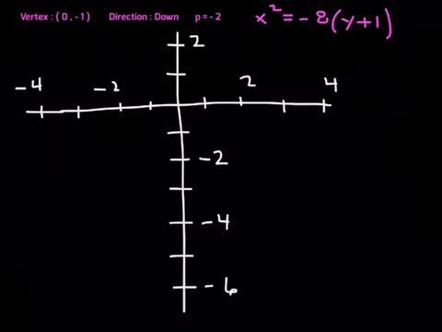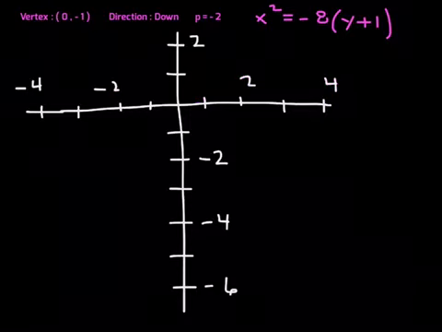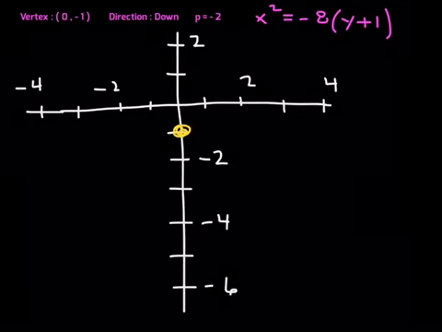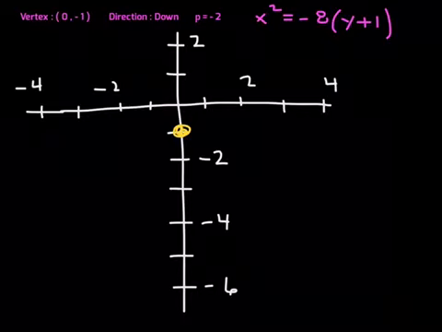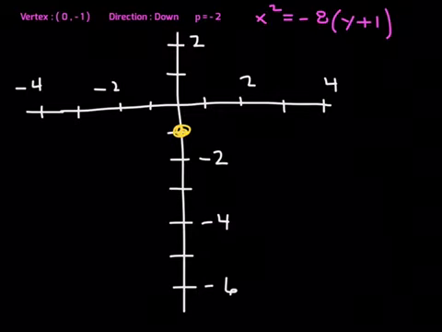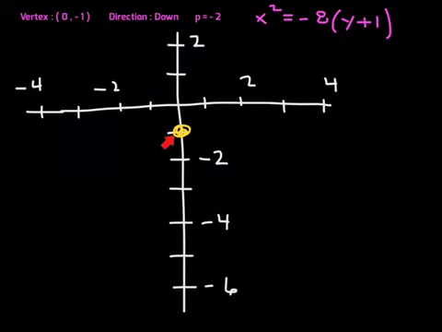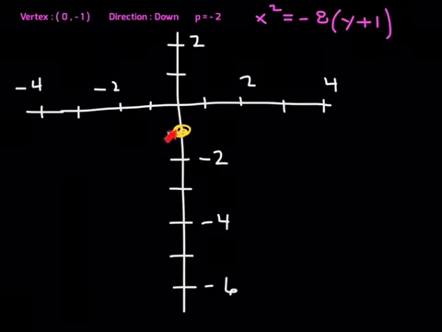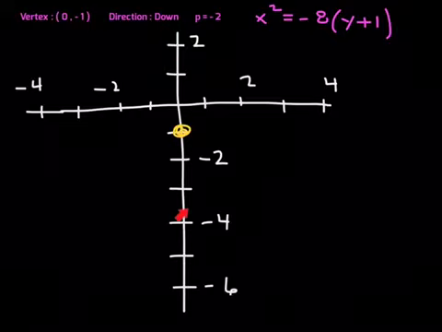Okay, guys, I scaled my axes. The first thing I'm going to do is plot my vertex, which is (0, -1), right there on the negative part of the y-axis. Now, my p value is -2. That's what's telling me that my parabola is opening downward. In order to find my directrix, I know it will be 2 units away from my vertex. My focus will also be 2 units away from my vertex. Since this parabola is opening downward, I know my directrix will be up here and my focus will be down here, because the focus is always inside the parabola.